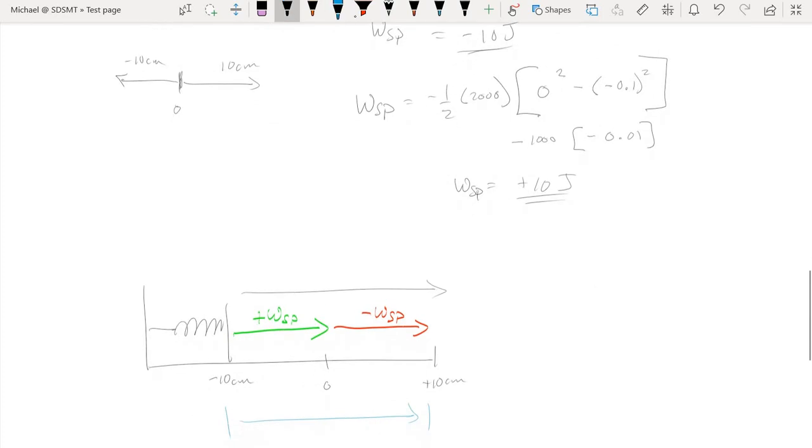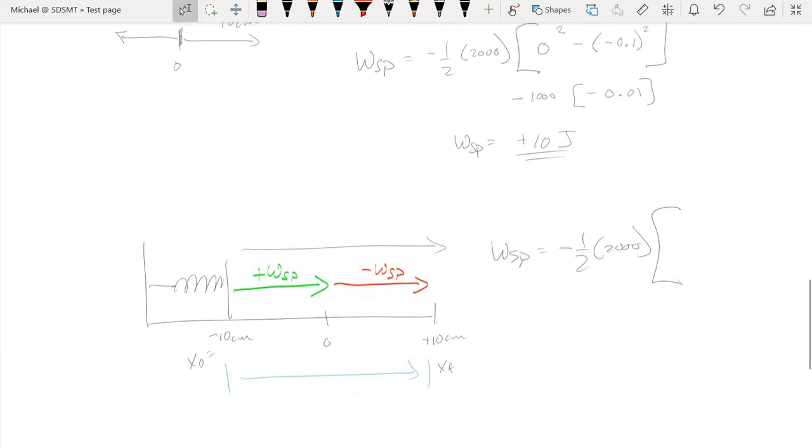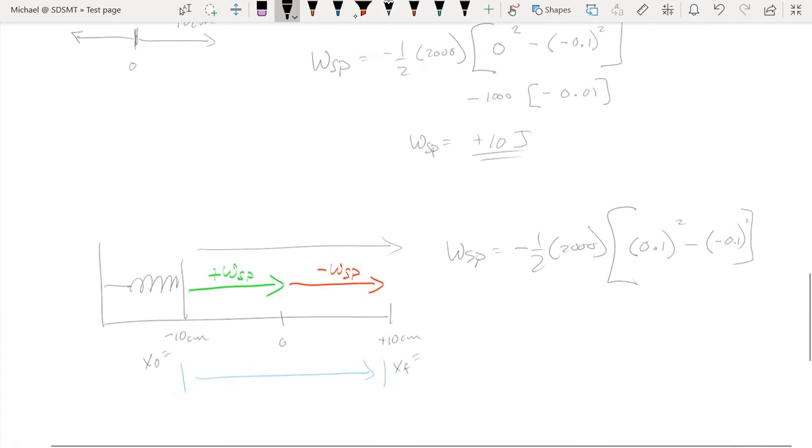We want to start at the initial position of negative 10, and we want to end at the final position of positive 10. So final position, positive 10, 0.01 squared. We have to subtract the squared value of the initial position, which is negative 0.1 squared.